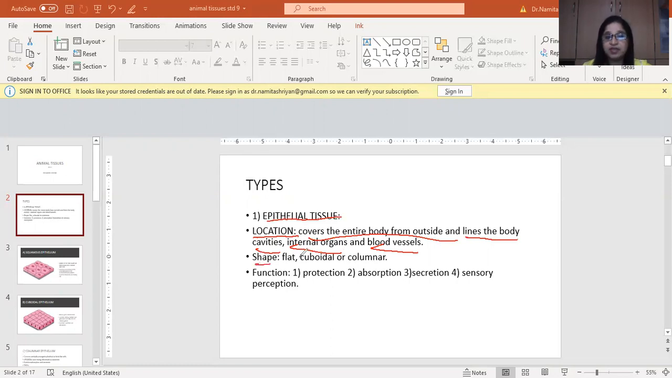How is the shape? They are generally flat, cuboidal, or columnar in shape. We will be discussing each of these epithelial tissues, whether flat, cuboidal, or columnar, in detail. The main functions of the epithelial tissue we need to know are protection, absorption, secretion, and sensory perception. So wherever it is located, depending on the part that it is located, it will be serving a specific function. So now we are going to talk about each of these in detail.